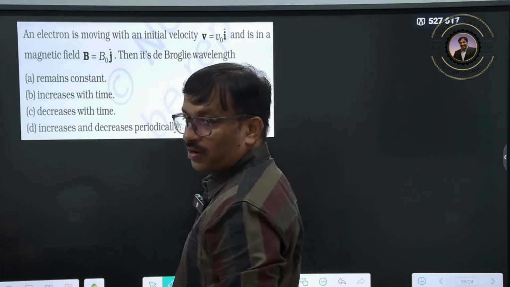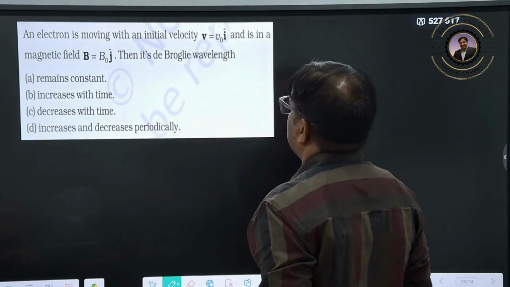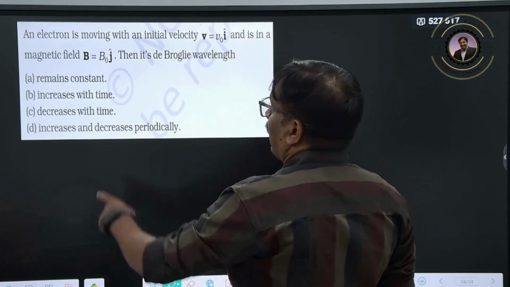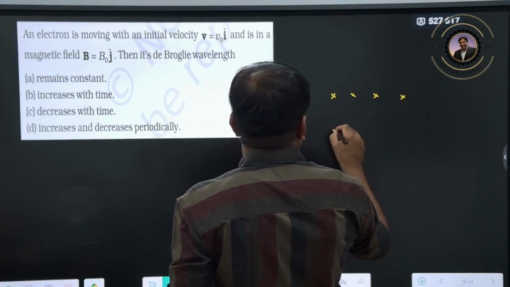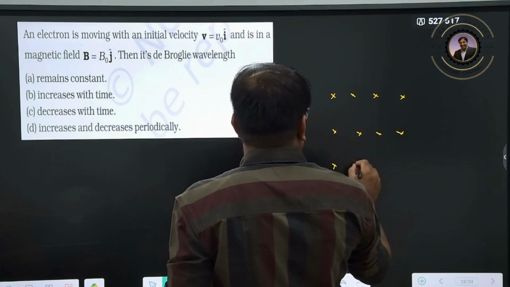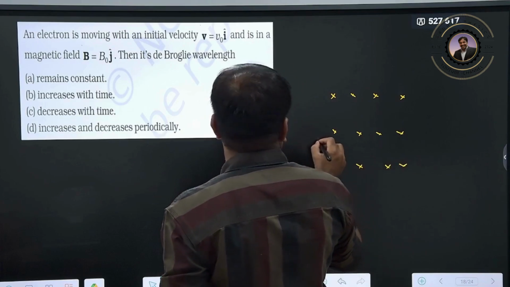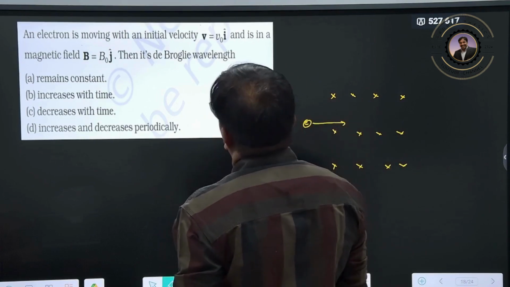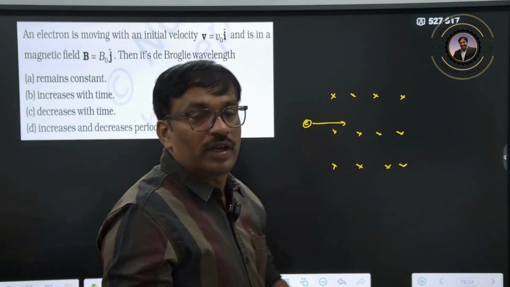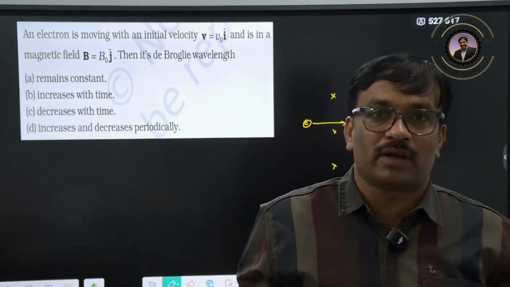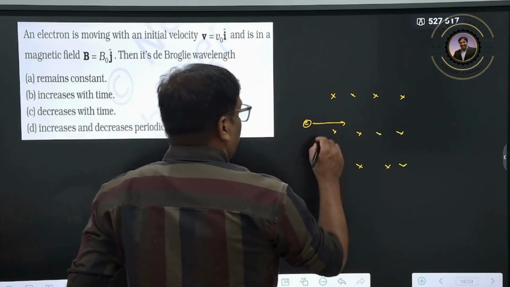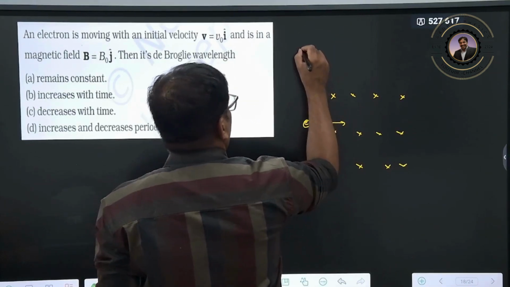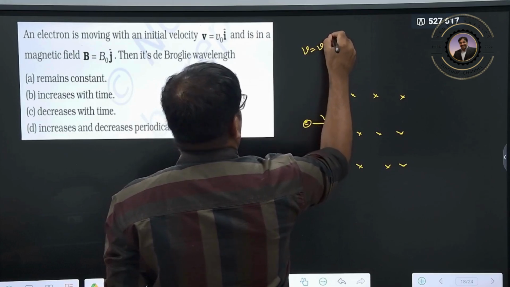So here what is happening now: an electron is moving with a velocity v equals v naught i, and there is a magnetic field, which is perpendicular to this one. One electron is moving like this, entering now, and the de Broglie wavelength as a function of time, will it increase, decrease, remain the same, or change periodically? You have to find it. When the electron is entering with a certain velocity, v is given as v naught i cap.